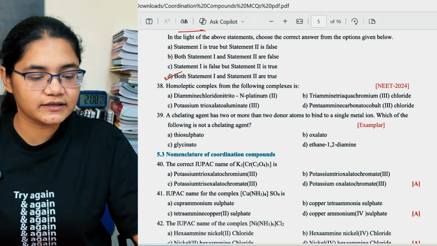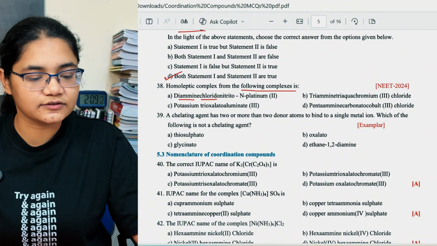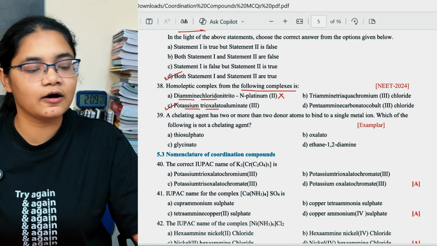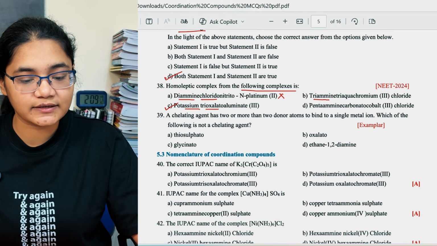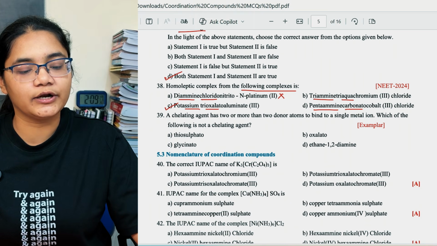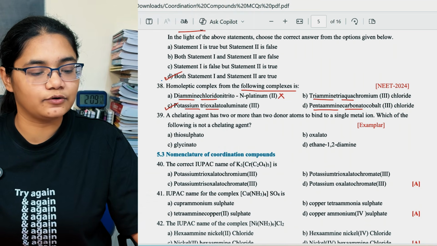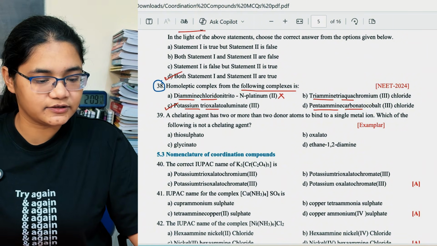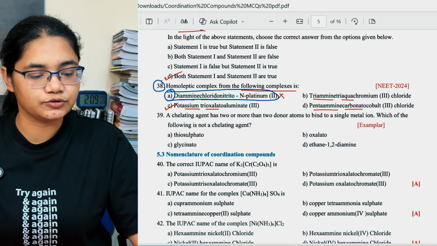Next, which of the following complexes is homoleptic? You can see diamine chlorido, so this is not a homoleptic complex. Potassium trioxalato, yes, this is a homoleptic complex because we have only the oxalato ligand. Here you can see triamine and aqua, two ligands are there. Pentaamine and carbonato, again two ligands are there, so option number C. But this answer also is given wrong in your answer key. The answer that has been given here is option number A, but the correct answer will be option number C.